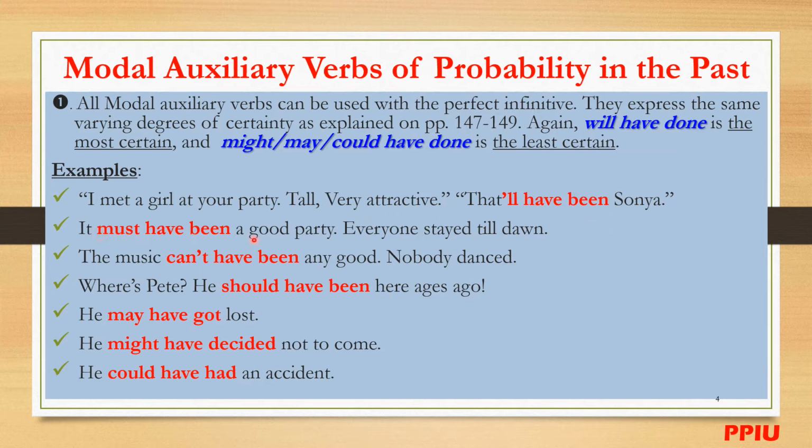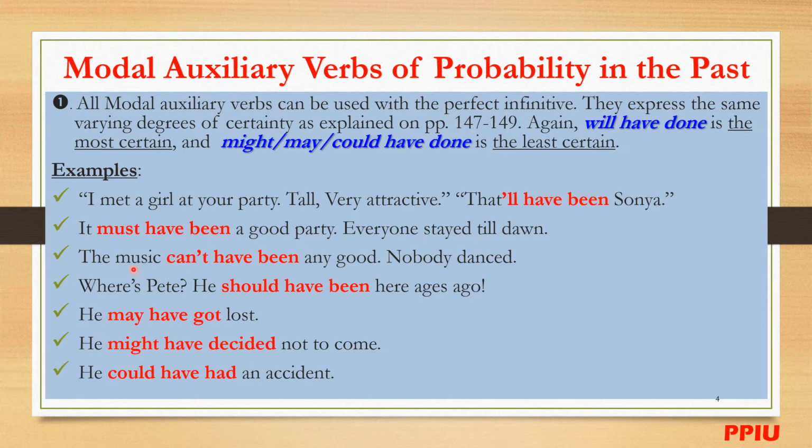And for the second example: it must have been a good party. Everyone stayed till dawn. So we can say, since the party lasted long, till nearly early morning on the next day, they can assume that the party was a good party.